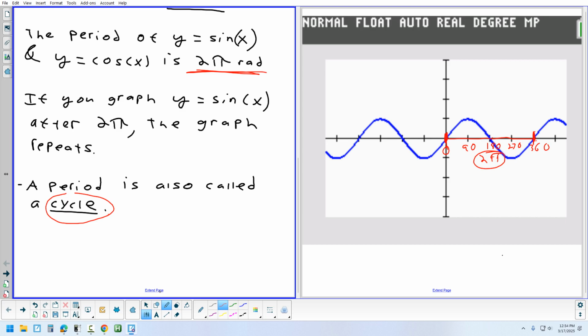Okay. Where we use the word period to describe the length of the cycle, more than this word itself.